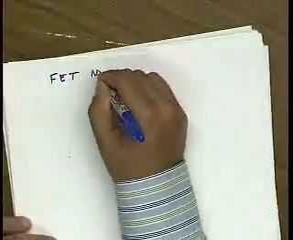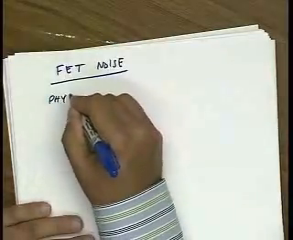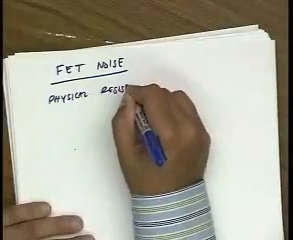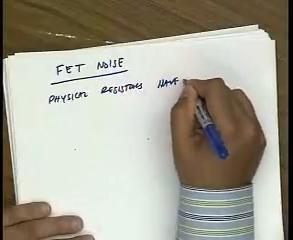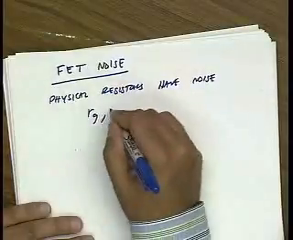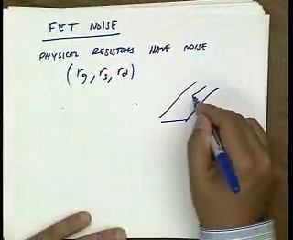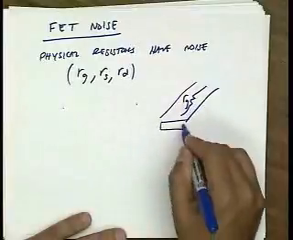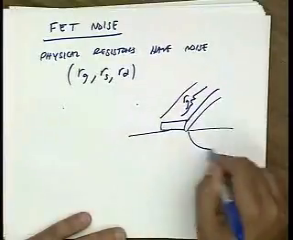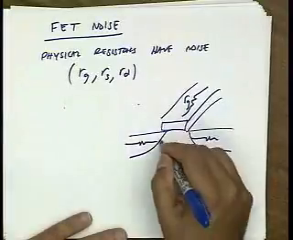Okay. How about a FET? Now FETs are a little bit more problematic when it comes to noise. Okay. So again, the physical resistors have noise. So physical resistance, gate resistance, source resistance, drain resistance, right? And these are physical resistors. So again, here's the gate resistance. Here's the source and drain resistance. Here's the channel.